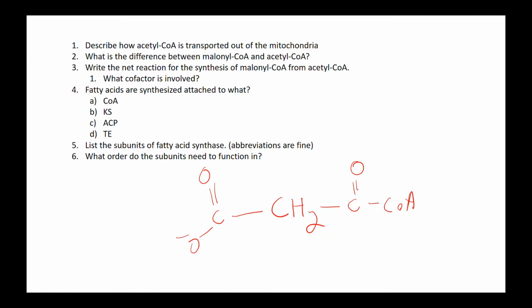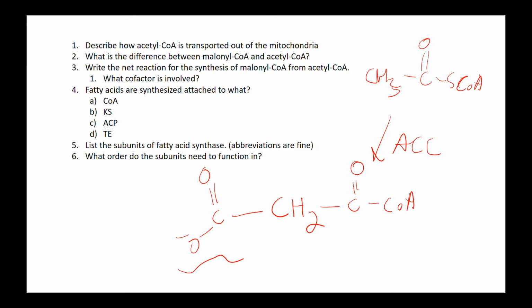Number 3. Write the net reaction that is involved in the synthesis of malonyl-CoA from acetyl-CoA and what cofactor is involved. So the reaction we're doing here is acetyl-CoA going to malonyl-CoA. We're getting this extra carbon here as a carboxylic acid. So this is a carboxylase reaction. Acetyl-CoA carboxylase, ACC, is the enzyme that does this.